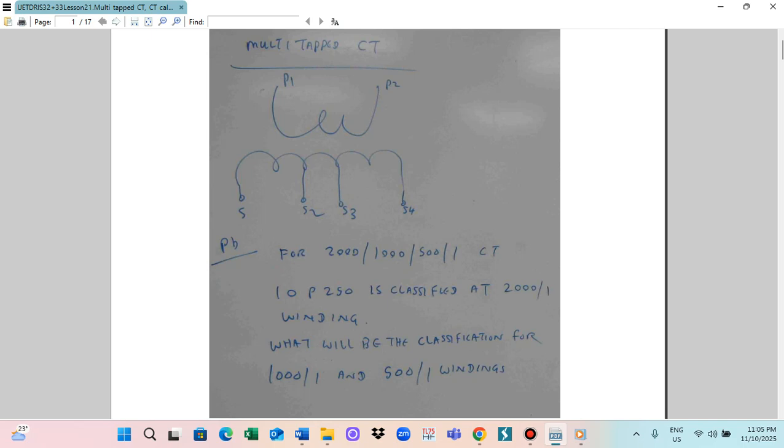For those transformers we can write the specification. So we can explain the specification for the multi-tapping transformer. For example, we do one example problem. This is tutorial 9 question number 2.